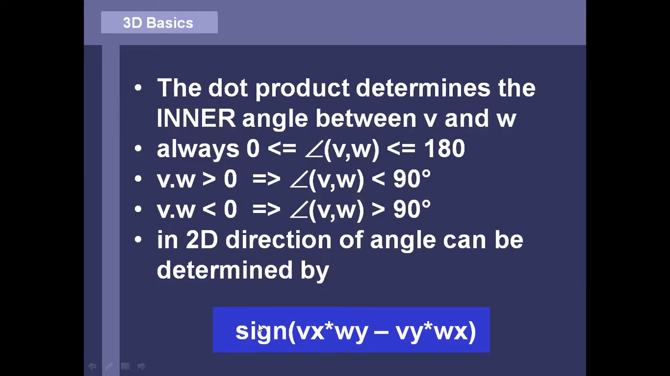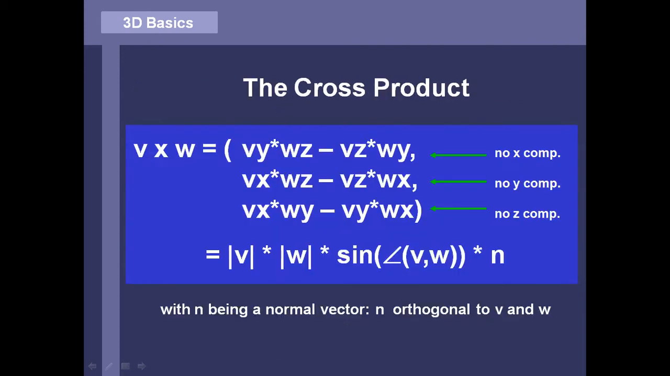This is not sine theta, this is vy into wy minus vy into wx. This is a 2D direction of the angle, and it can be computed by this relationship. And now coming to cross product, this is v cross w. It was initially v dot w when we were talking about dot product, but when we talk about cross product, it is v cross w.